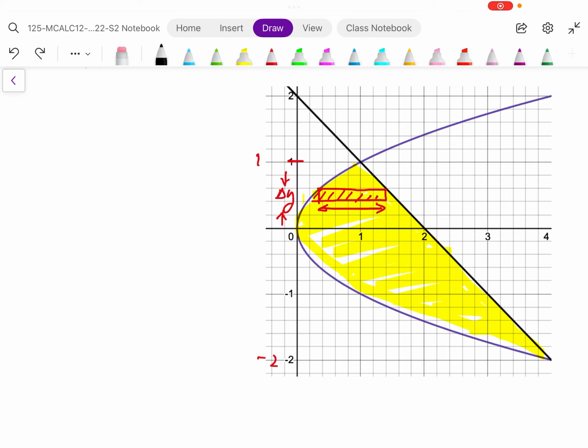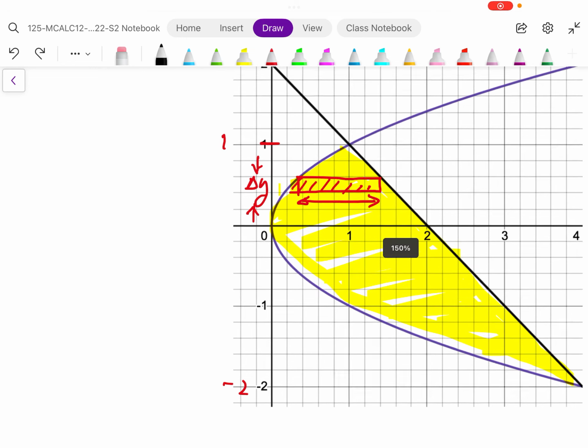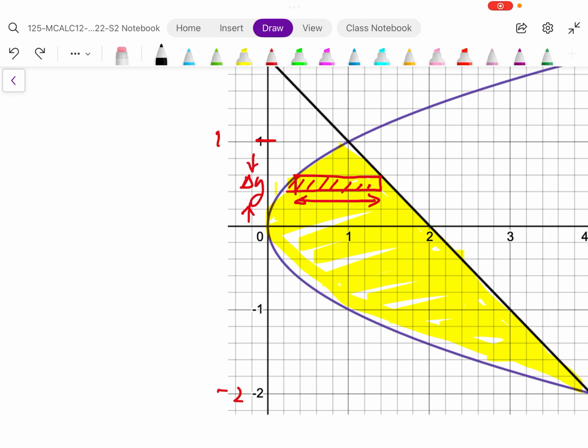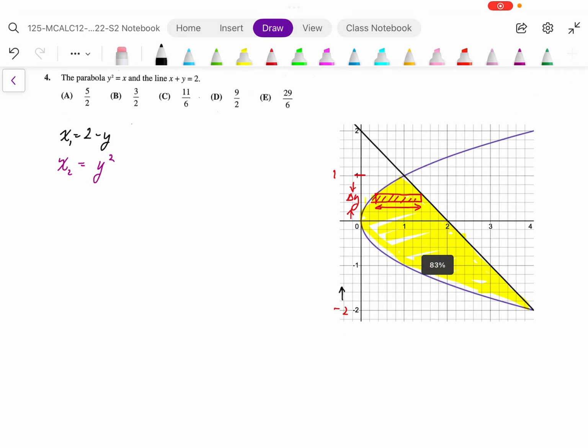Instead of using vertical rectangles, I'm going to use horizontal rectangles. If I take the width of that red rectangle and multiply it by the width of dy, or delta y, the change in the y values, that will give me the area of that one piece. And what I can do then is integrate from -2 to +1 and work out the area that way. So how do we set it up?